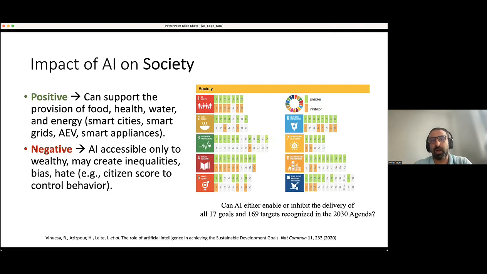However, AI can have a negative impact because usually these systems are mainly accessible to wealthy people, and this can create issues with inequalities, bias, and in some cases hate or biasing citizens, such as in some countries they use a citizen score to control behavior or to reward good and bad behavior, which is driven by AI systems, which can be in some cases problematic.